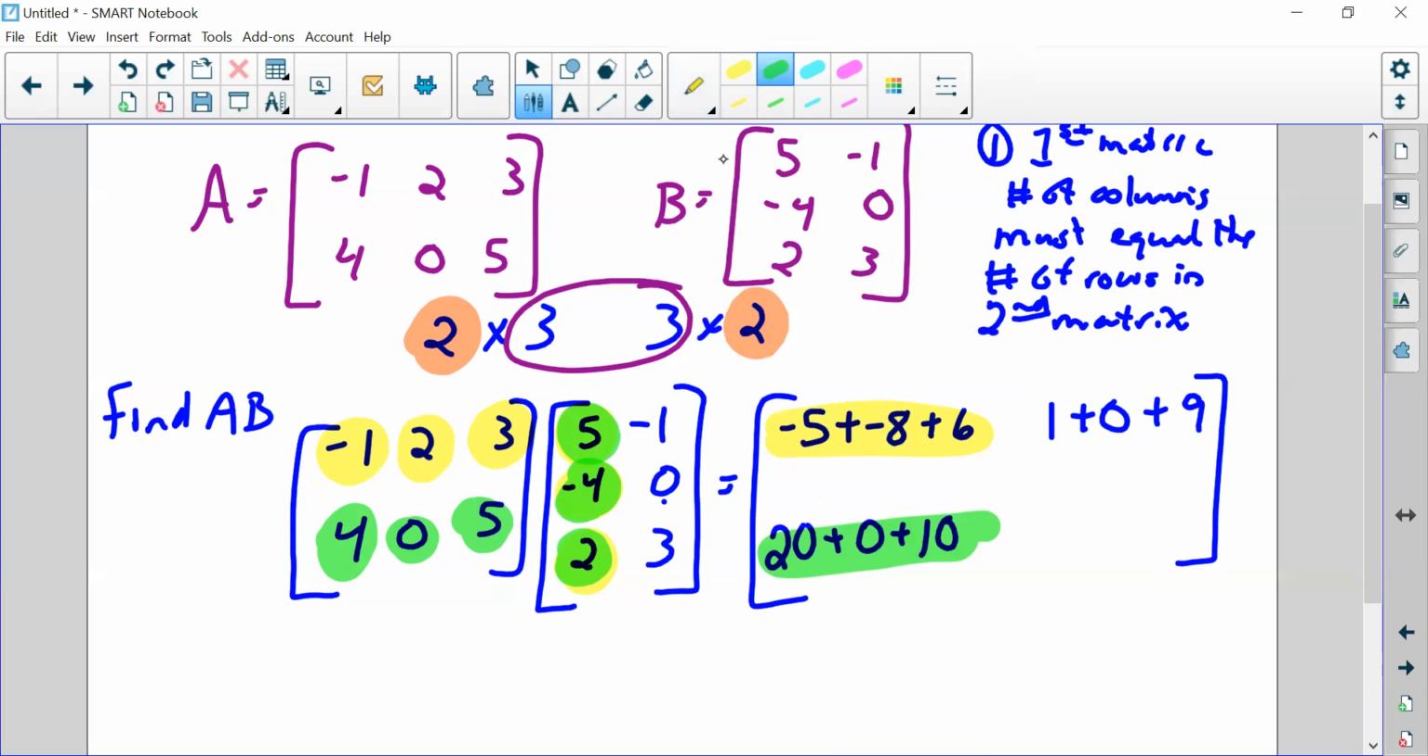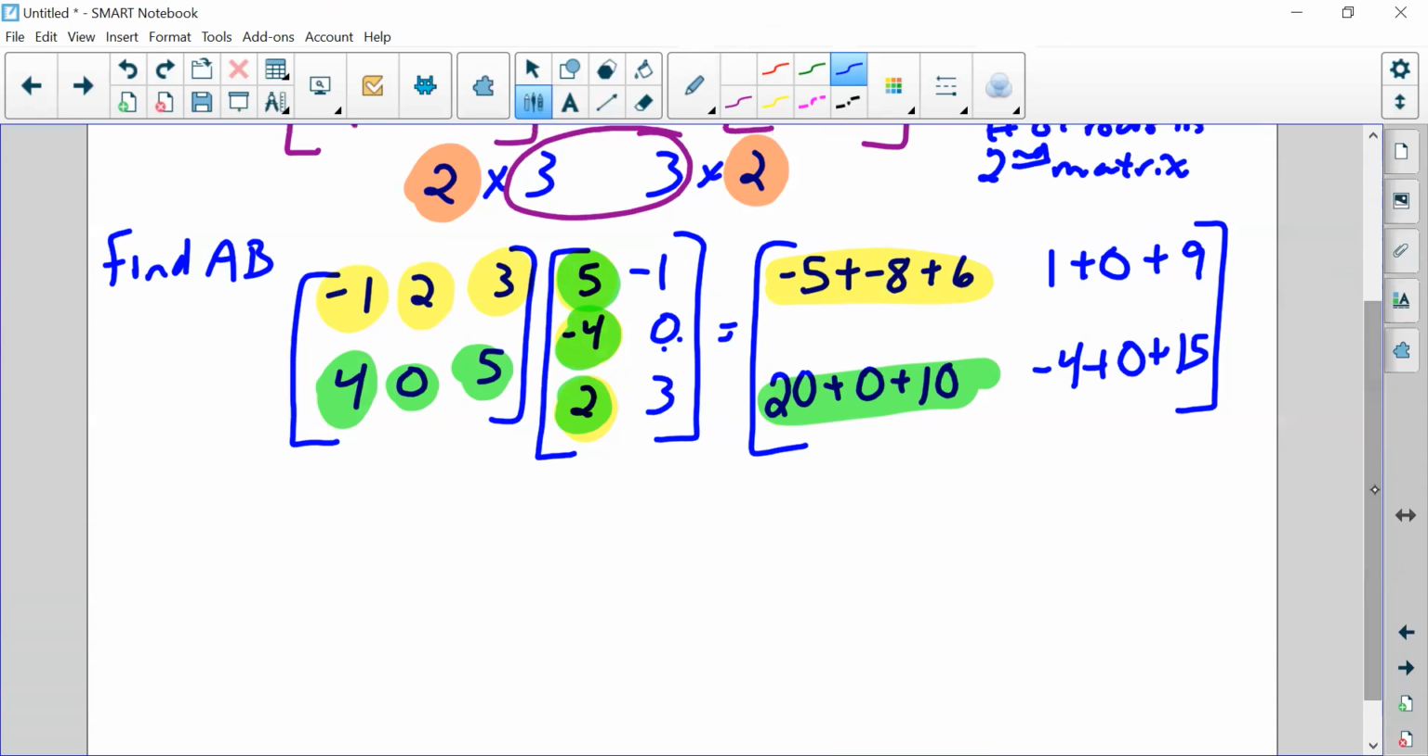Now I'm going to move to my second row, second column. What do I add together? Negative 4 plus, what's our next point? 0. So I take 0 times 0 plus 15. I want to see this intermediate step here. Then I can get to my answer matrix.